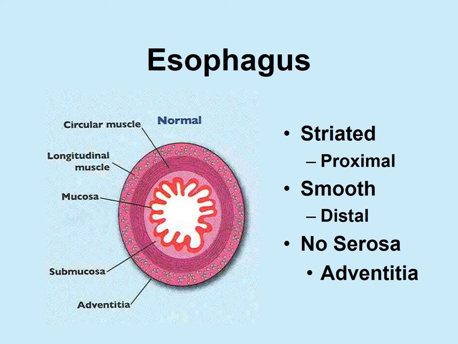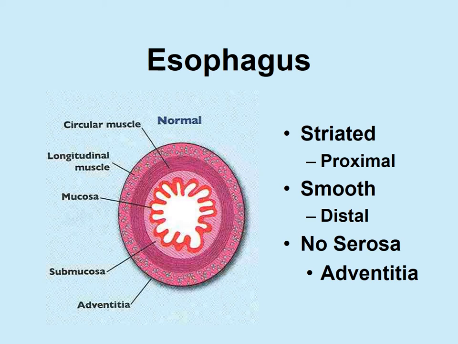Now the structure of the esophagus is also important. As part of the gastrointestinal tract, it has four layers: a mucosa, submucosa, muscle layers, and instead of the serosa, it has an adventitia. Serosa is the outermost layer. Instead, the esophagus has adventitia instead of the serosa.